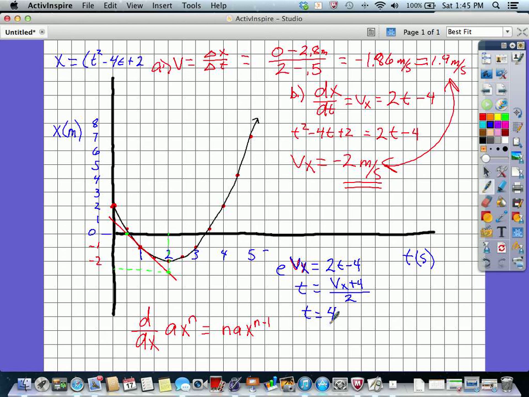Now, at time equals 4 seconds, we can take that back into the initial position function up here and plug it in. I'll let you plug it back in. We put 4 seconds in there, and we get 4 squared, so 16 minus 16 plus 2. We get x is equal to 2 meters. And if we go back and look at the graph, sure enough, that's what it is.